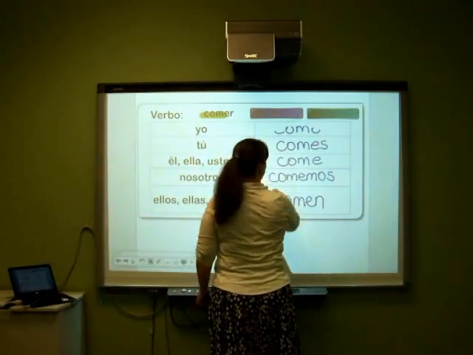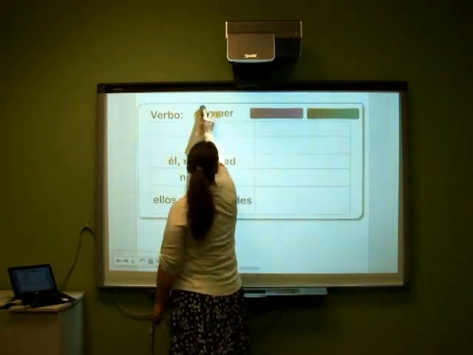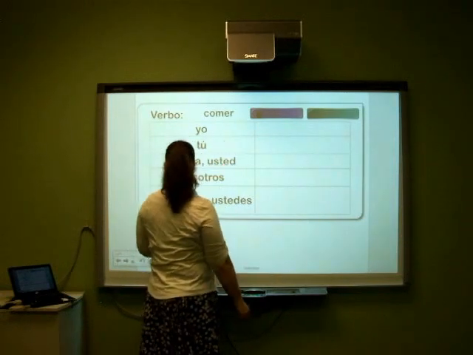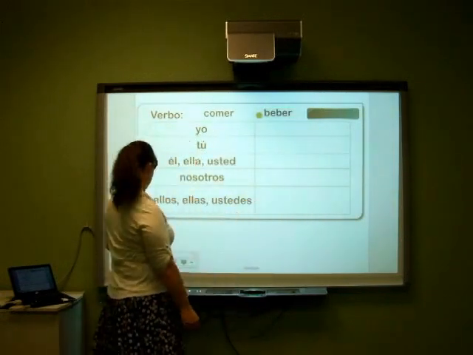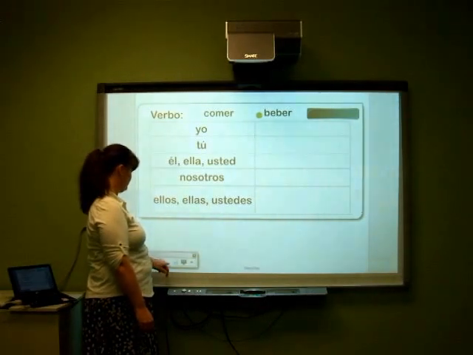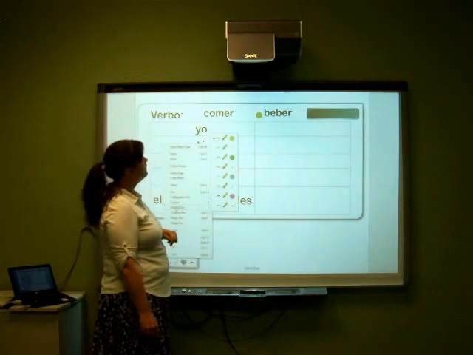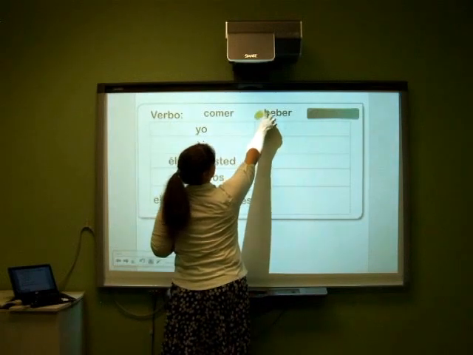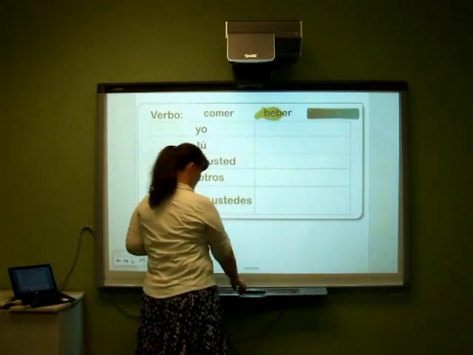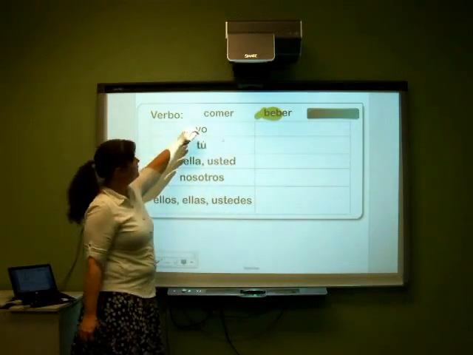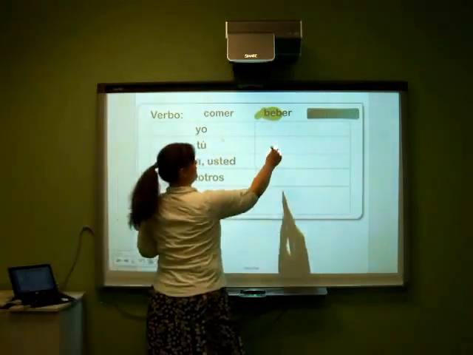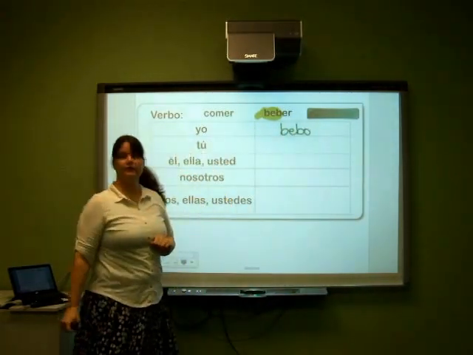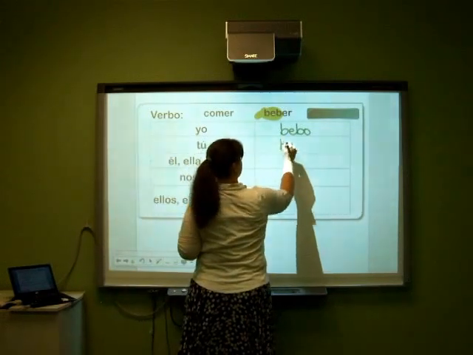Okay, let's try a different verb. Let's try beber. For beber, what is the stem of beber? We leave the ER off the end, it's beb. So, for beber, what is the yo form of the verb? It is bebo. What about the tú form of the verb? Bebes. Very good.